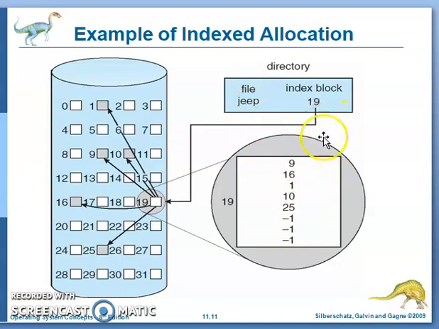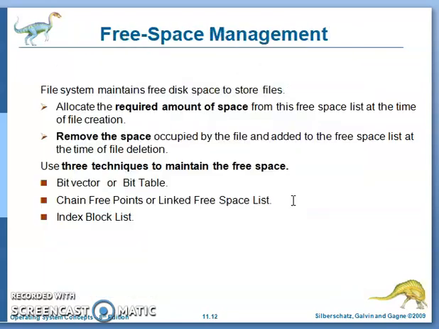So the total blocks are 19 is the index block, and the data content is stored in these 5 blocks: 9, 16, 1, 10, 25. 25 is the last block. This is the example of indexed allocation, 3 allocation methods: continuous, linked allocation and indexed allocation. That is the first topic. Now the second topic is free space management.